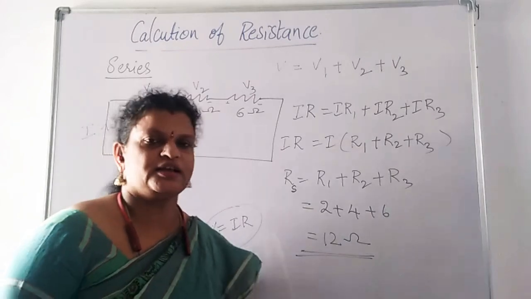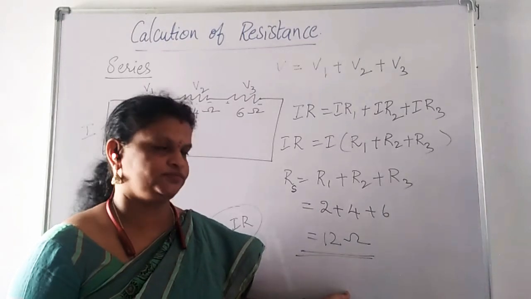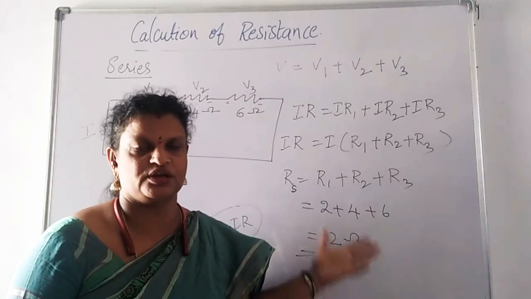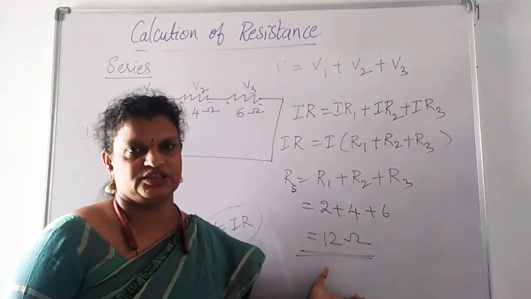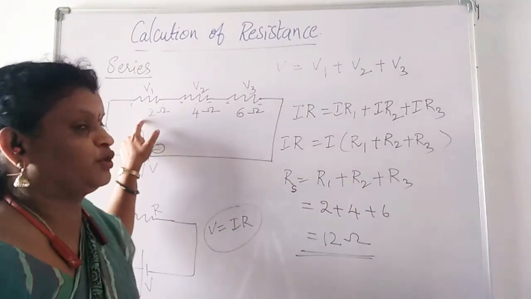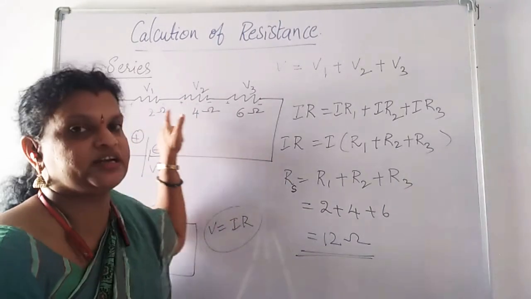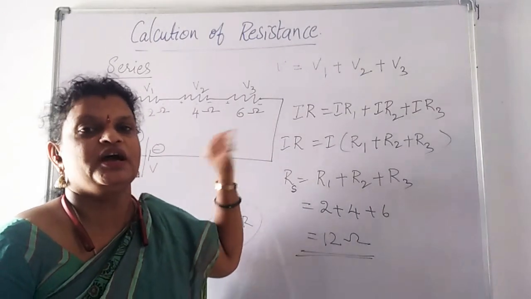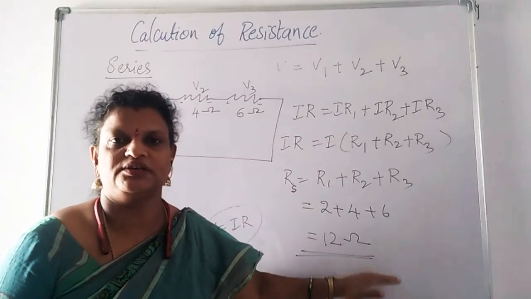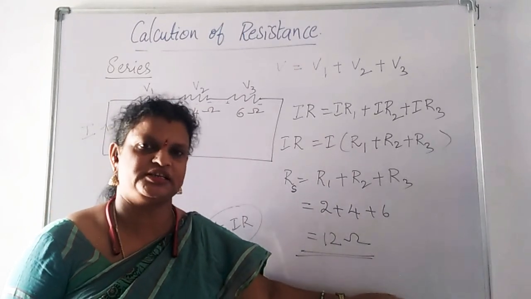Like this you can calculate the resistance even if more than three resistors are connected in series connection. How can we say that they are connected in series connection? When the positive terminal of one resistor is connected to the negative terminal of another resistor. Like this we can calculate the resistance of resistors when they are connected in series.